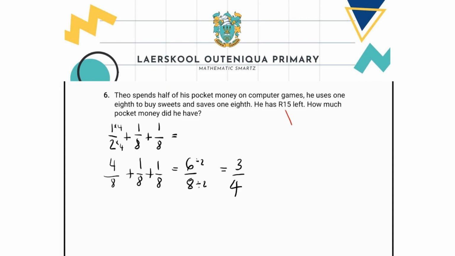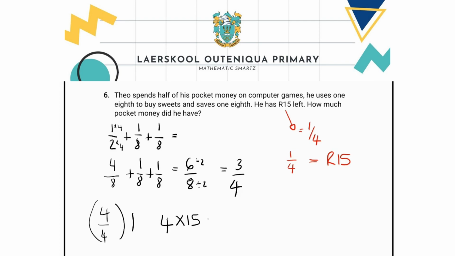The 15 Rand that he has left is equal to 1/4 of his pocket money. 1/4 of his pocket money is equal to 15 Rand. 4/4, or a whole of his pocket money, would be equal to 4 times 15, which would give me a total of 60 Rand. Does this answer my question? How much pocket money did he have? Yes, it does. Theo received 60 Rand pocket money.